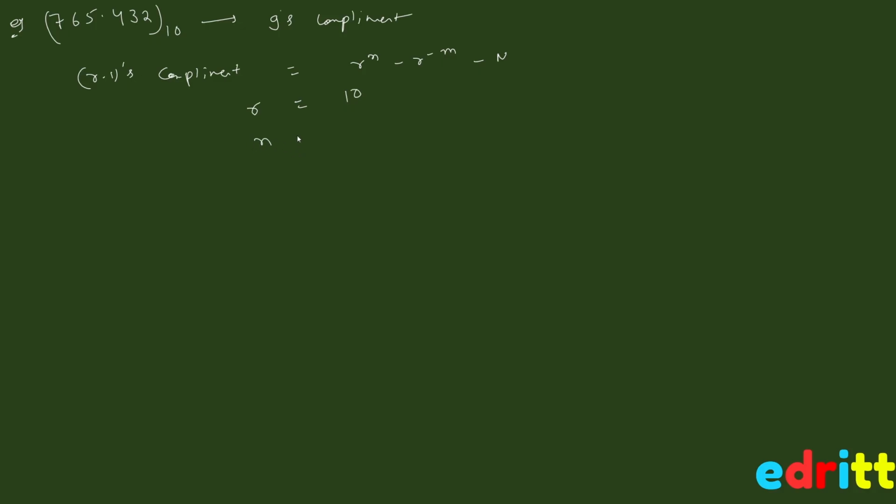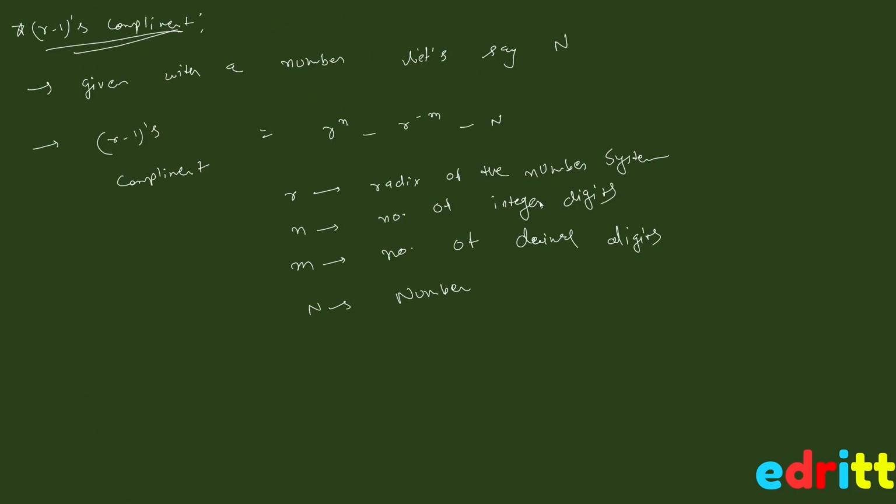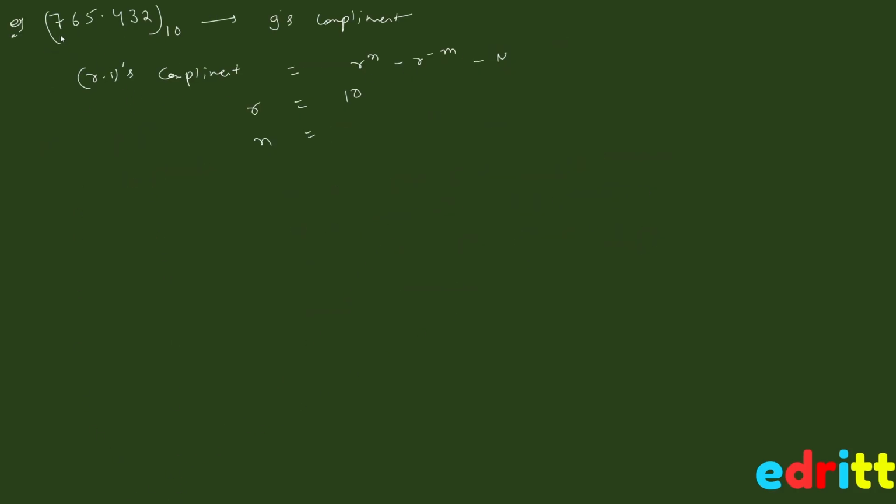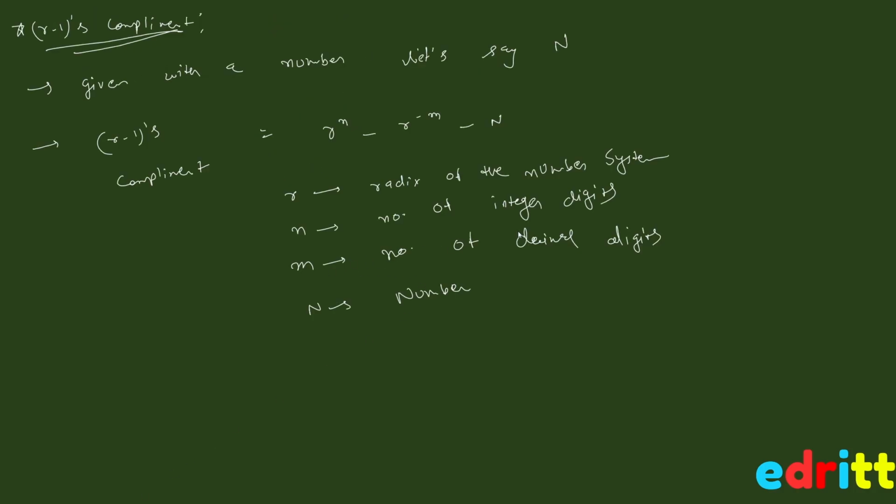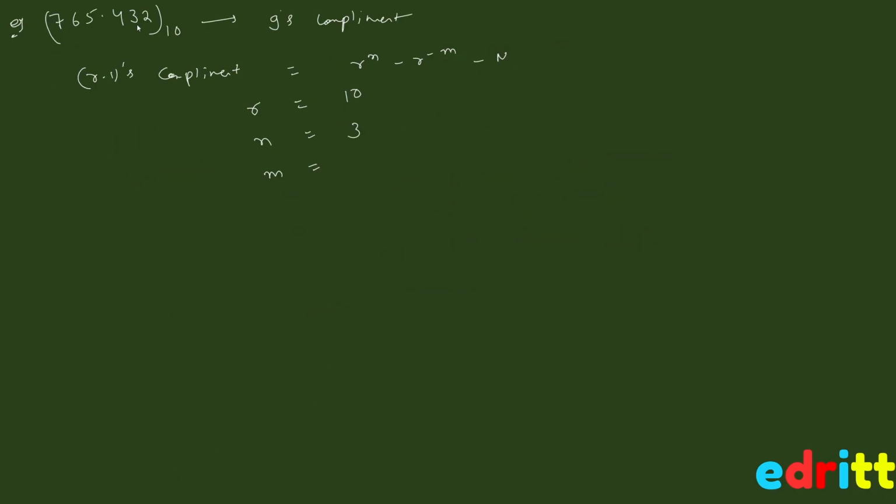And then what is the value of n? It is the number of integer digits. Now how many integer digits are there? 1, 2, and 3. So three integer digits are there. Now how many decimal digits are there? This m represents the number of decimal digits. The decimal digits are 1, 2, and 3, so three decimal digits are there. Now what is the actual number? The actual number is 765.432.